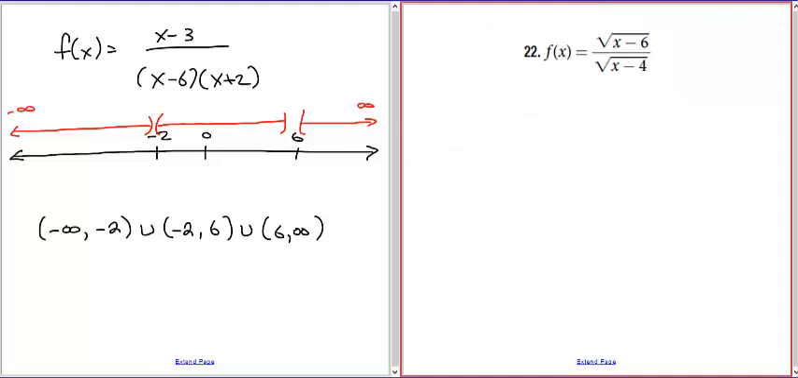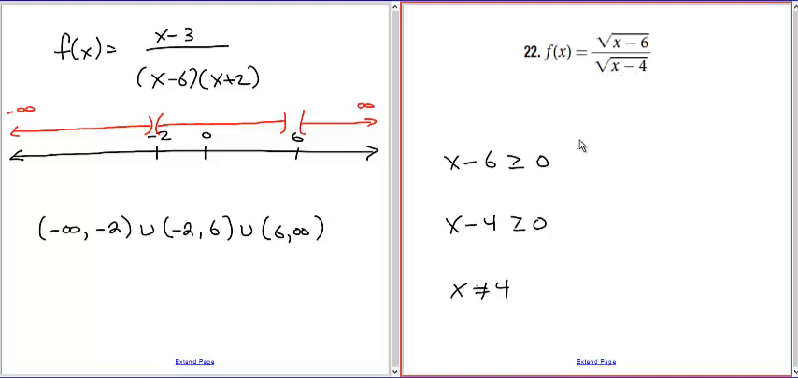x minus 6 has to be greater than or equal to 0. From the denominator, we know that x minus 4 has to be greater than or equal to 0. And we also know that x cannot equal 4, because if you plug 4 in here, you'll get 0.